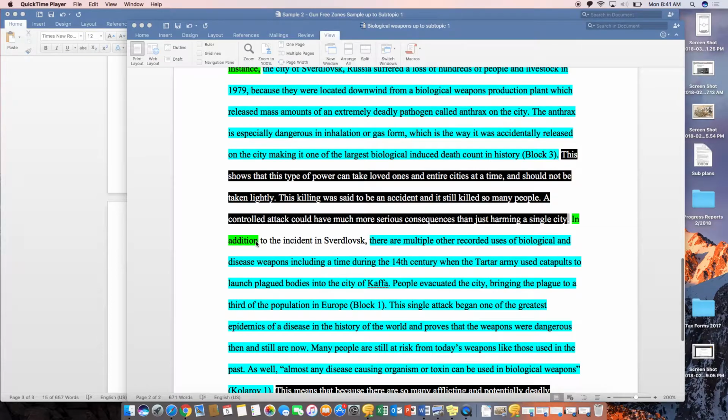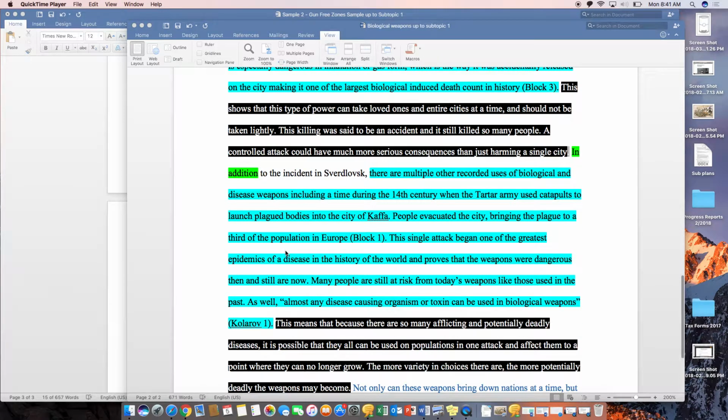In addition to, freebie word, okay, telling us there's another example. In addition to the incident in Sverdlovsk, there are multiple other recorded uses of biological and disease weapons, including a time during the 14th century when the Tatar army used catapults to launch plagued bodies into the city of Kaffa. Have you ever heard of this? I remember that. Yeah. People evacuated the city, bringing the plague to a third of the population in Europe.